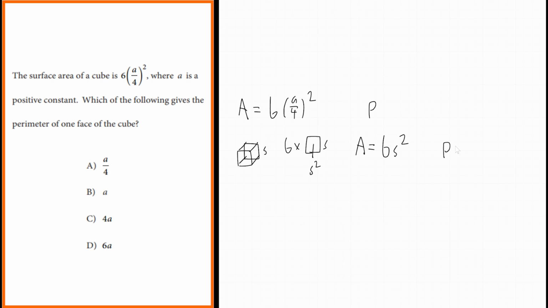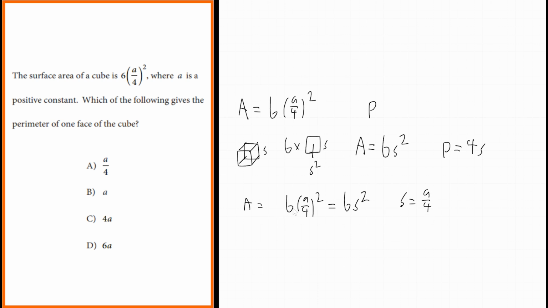So the perimeter for any face of a cube, which is in fact the square itself, is just going to be 4s. So if we can find the side length of our cube, we can express the perimeter in terms of that side length. We know that the area of our cube as given by the problem is 6 times (a over 4) squared, and that's going to be equal to, for any general cube, 6 times the side length squared. So if we solve this for s, it's pretty easy to see that s equals a over 4.